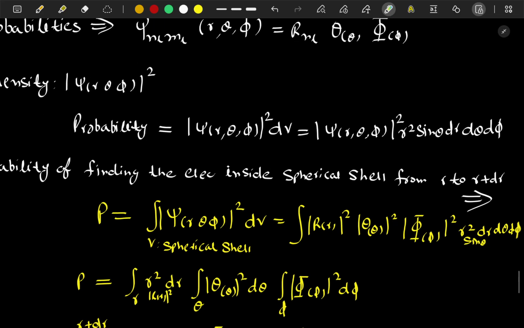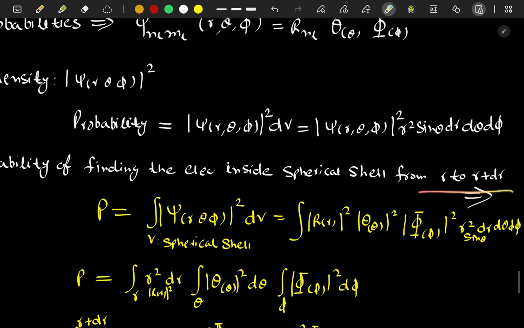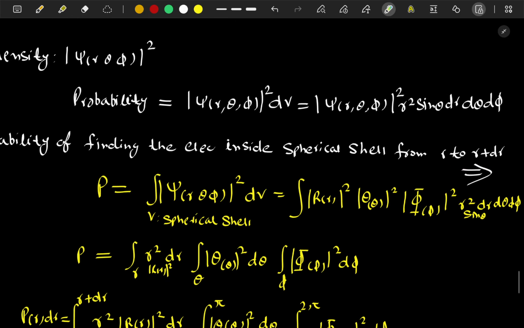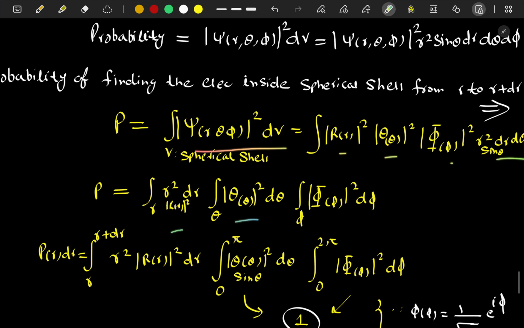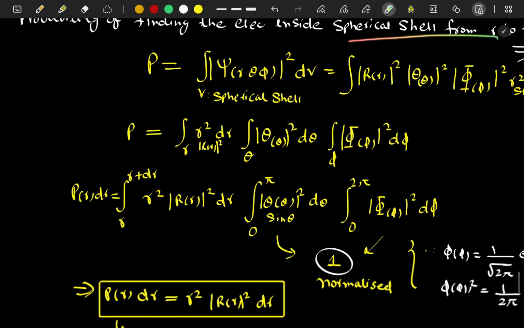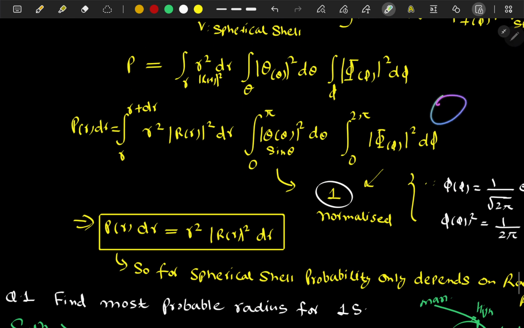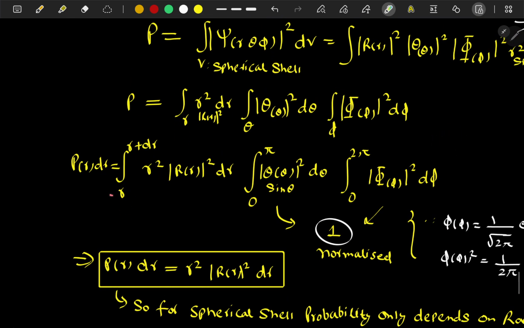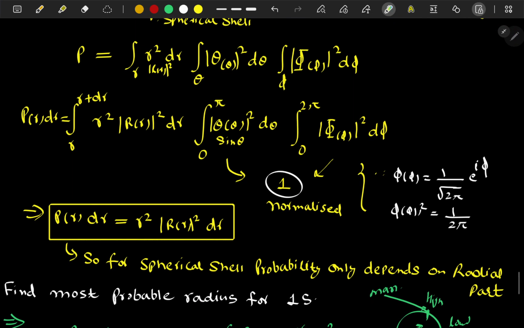So what will be the probability of finding the electron inside a spherical shell from r to r plus dr? From variable separation, it will be R(r) Θ(θ) Φ(φ), with r squared sin θ dθ dφ. So r squared R_nl squared Θ Φ. And just remember, for a spherical shell from r to r plus dr, θ goes from 0 to π and φ goes from 0 to 2π. Θ and Φ are normalized wave functions, so they will give you the value 1.